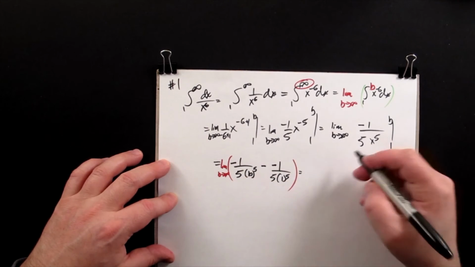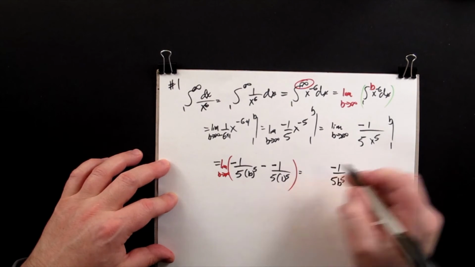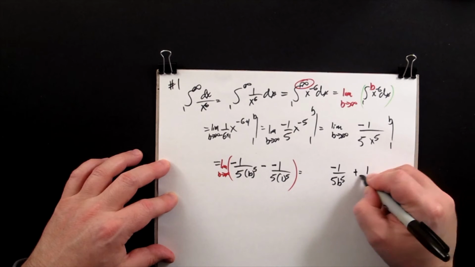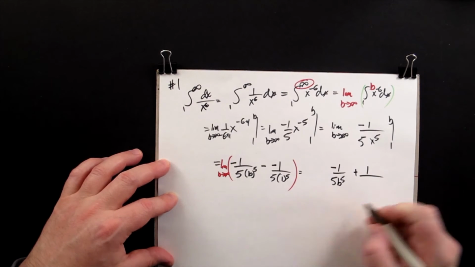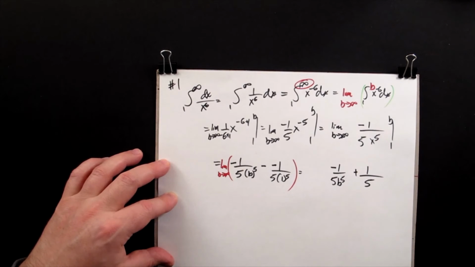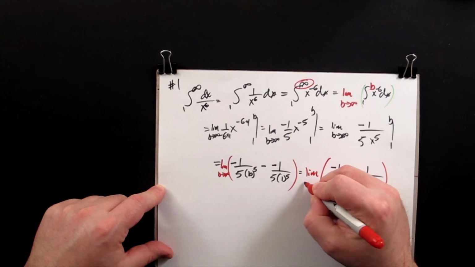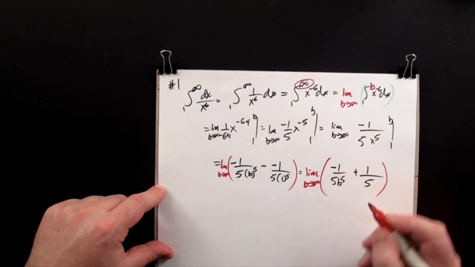So this is just going to be negative 1 over 5 b to the 5th. Minus minus is a plus. And then 1 to the 5th is 1. So the denominator here is 5. And now we are ready to evaluate this limit as b goes to infinity.